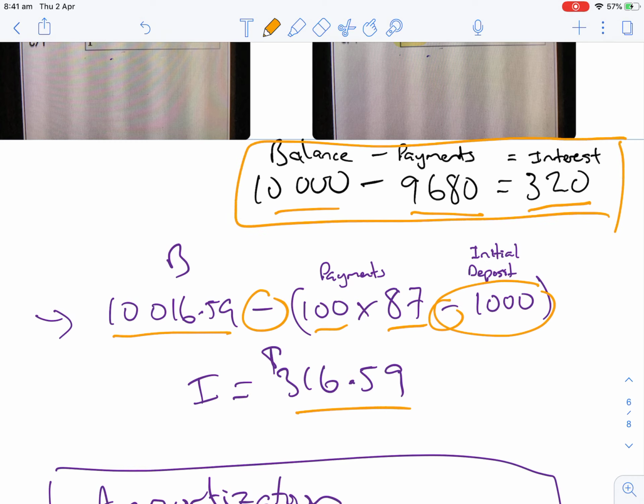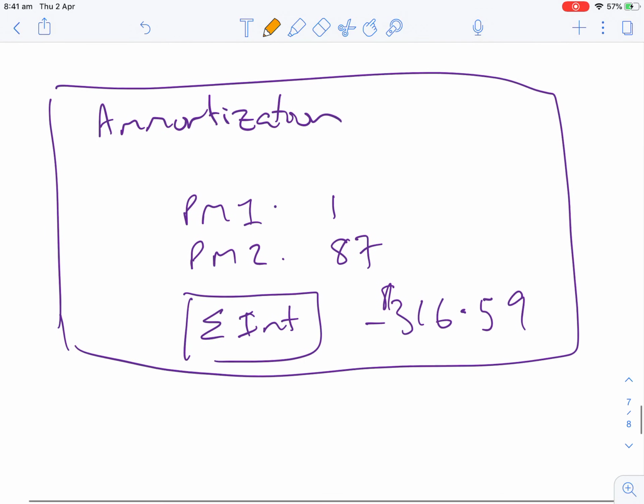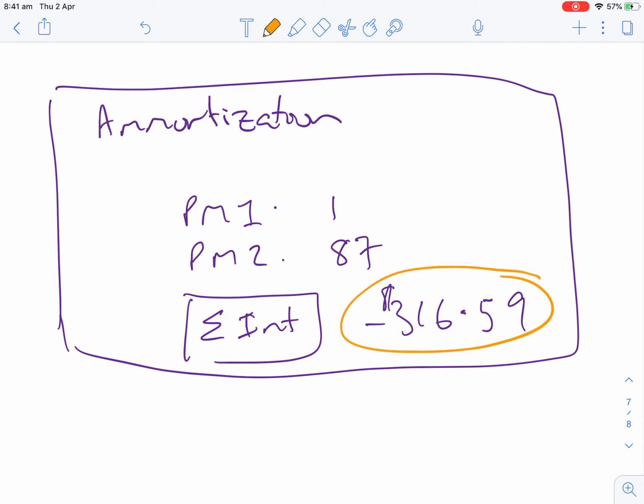Ours is a bit more rudimentary at the top, but for the year 10 course, that's really all we need to do there. The year 12 course will get a little bit more stringent. That button I was talking about earlier will give you the same answer that the year 12s will get there. That's the button that says amortisation. And it has two boxes at the beginning, PM1 and PM2, which is payment 1 and payment 2.